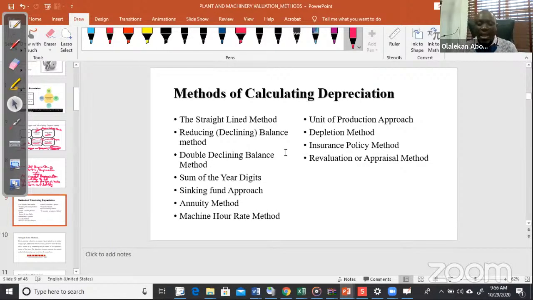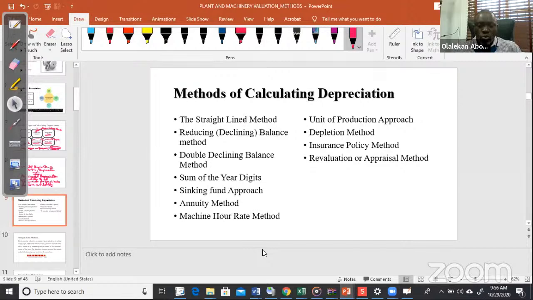Okay, we have the straight line method, the reducing or declining balance method, the double reducing or double declining balance method, sum of years digits, the sinking fund approach, the annuity method, the machine hour rate method, which is what we call the hours of production method, and then the unit of production method, and so on and so forth. For the purpose of our interaction and your exam, we are going to do workings and calculations, so pay attention to the following.